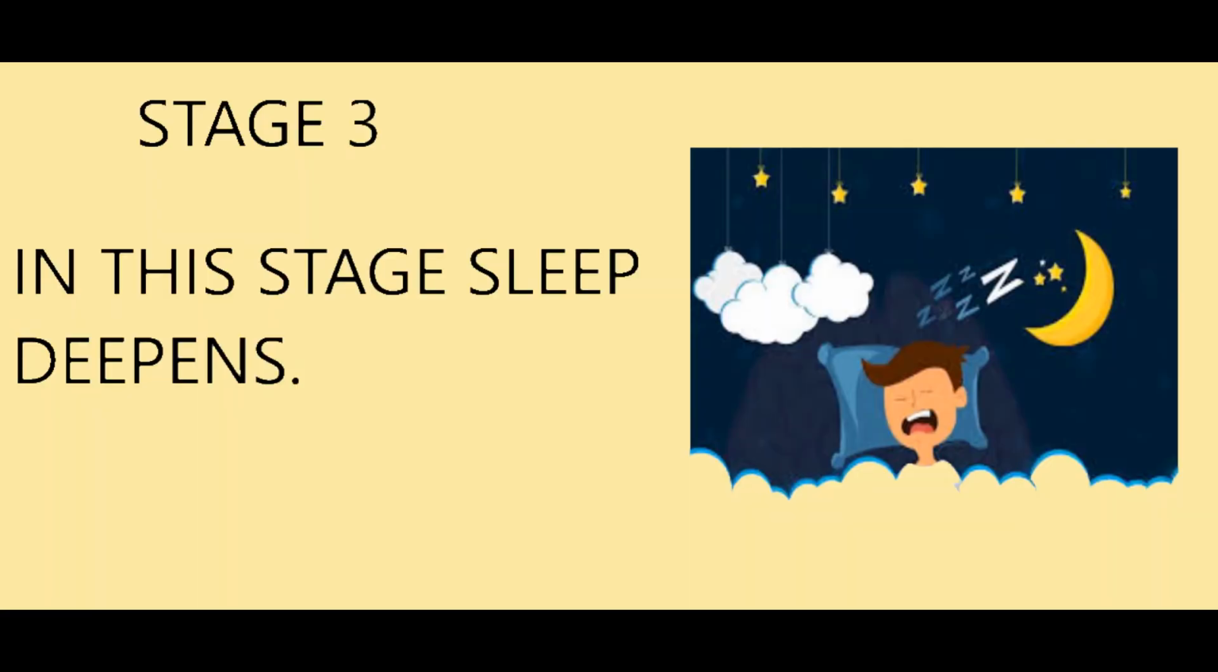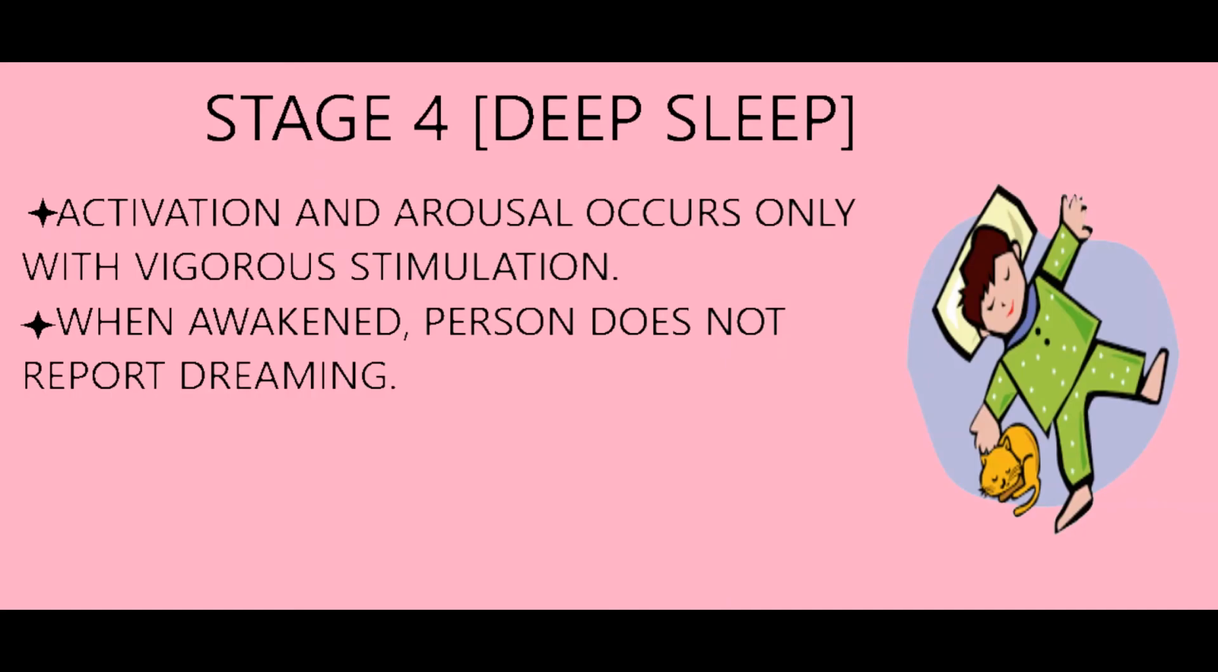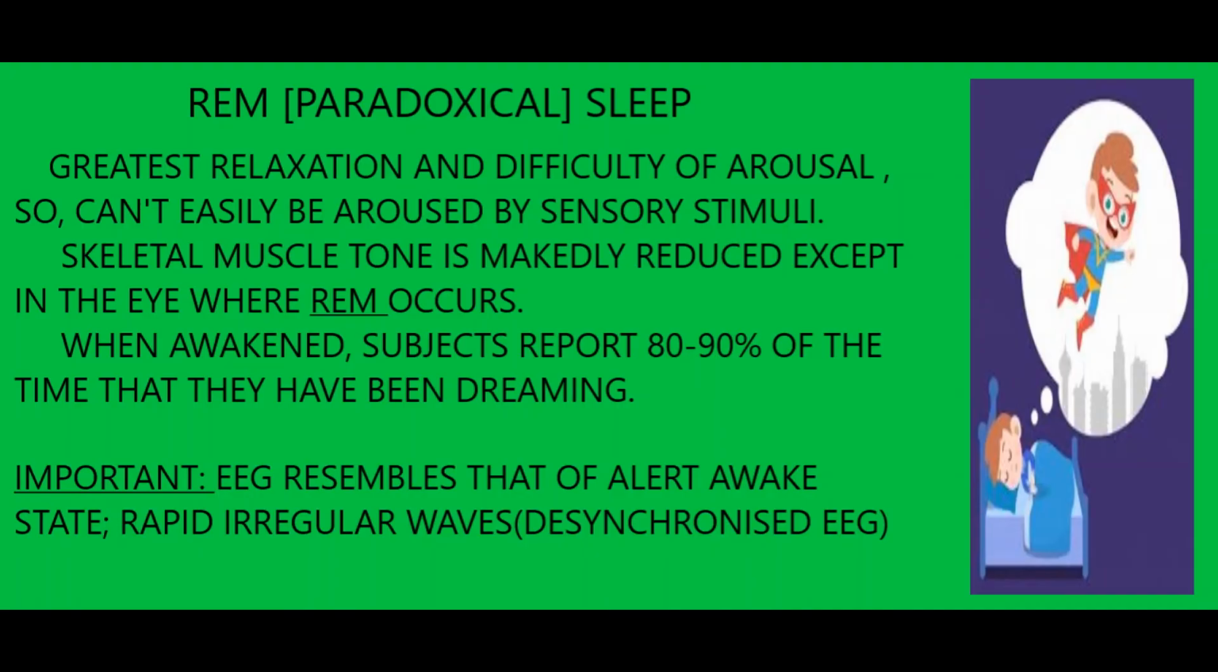Talking about stage 3, in this stage the patient's sleep deepens. In stage 4, activation and arousal occur only with vigorous stimulation, which means if you speak loudly or there are drums playing outside, then only the patient is going to awake, otherwise the patient is going to sleep. The person does not report dreaming in the deep sleep.